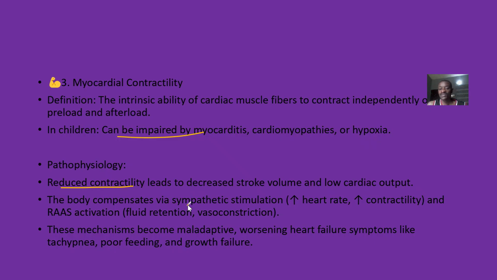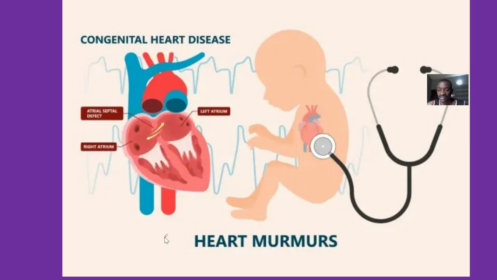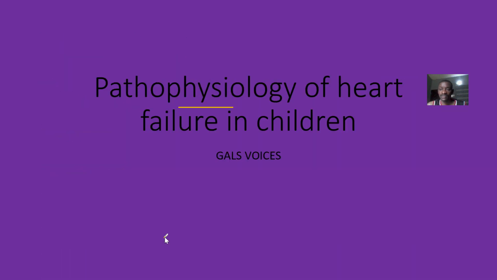Now the body compensates via sympathetic stimulation. Heart rate is increased, contractility is increased, and the renin-angiotensin-aldosterone system is also activated. The three mechanisms become maladaptive. They worsen heart failure symptoms like what? Tachypnea, poor feeding, and growth failure. Do you understand? So here it's just trying to talk about heart contractility. If it is being affected, then of course blood is not circulating as much. All right, so that's it.